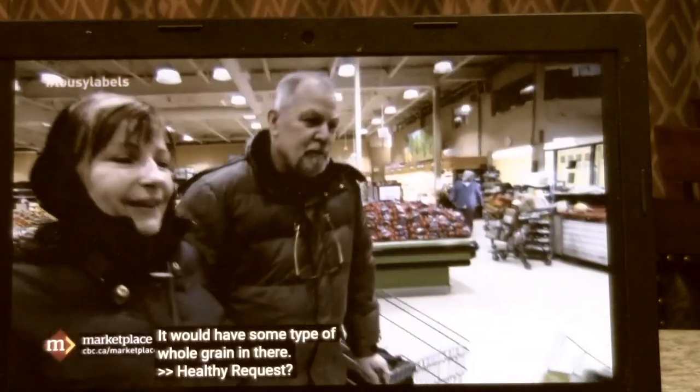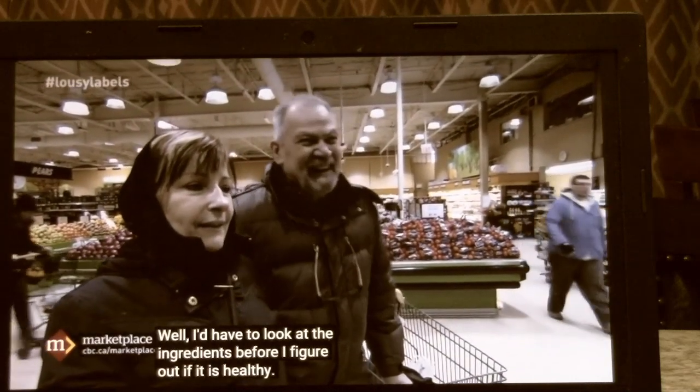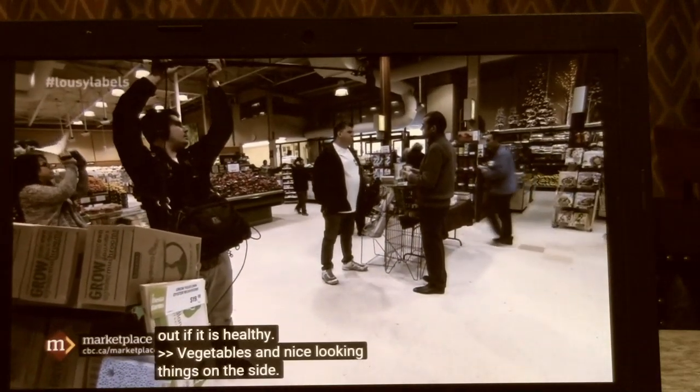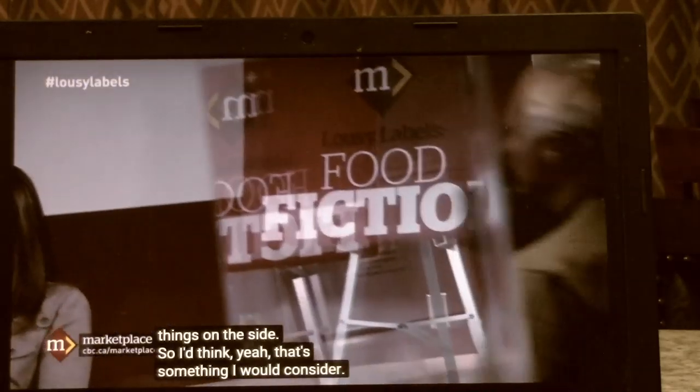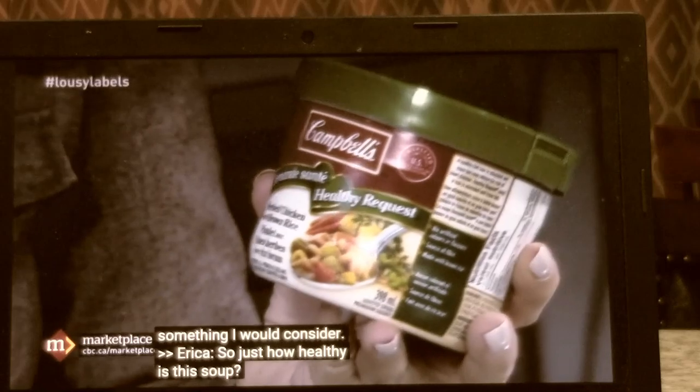It would have some type of whole grain in there. Healthy request? Well, I'd have to look at the ingredients before I figured out if it is healthy. Vegetables and nice looking things on that, so I would think, yeah, that's something that I would consider. So, just how healthy is this soup?